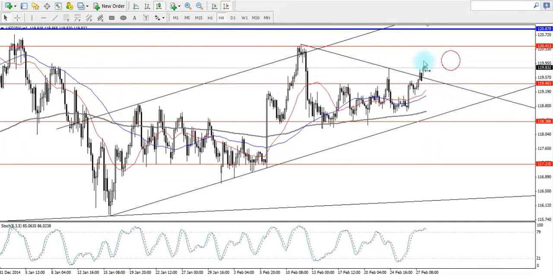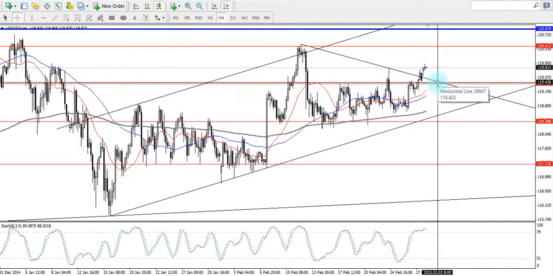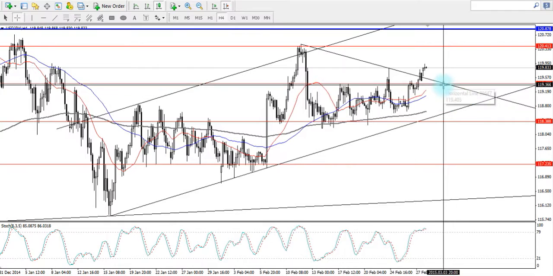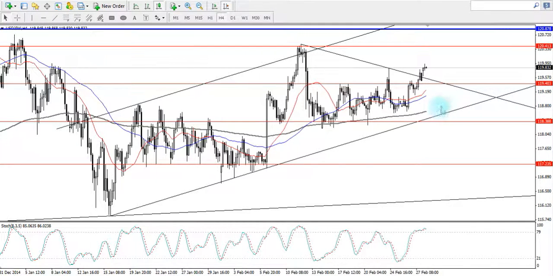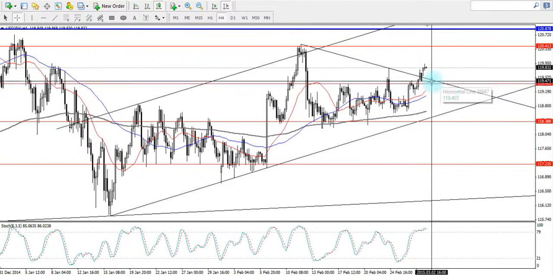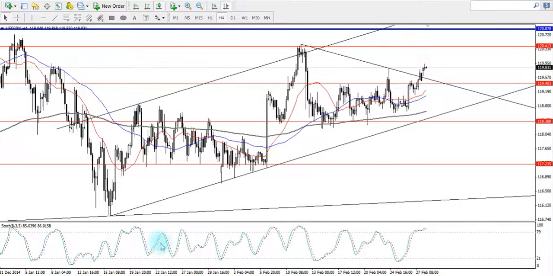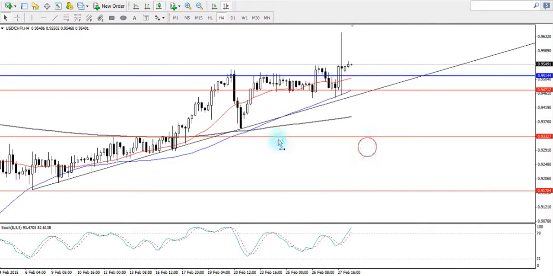Pretty straightforward. So what we can do is to wait for a retracement, maybe back to the trend line itself, if it gets supported, or maybe the support level at 119.40 would be a good level to look for a long opportunity. Right, next we have the dollar against the Swiss franc.